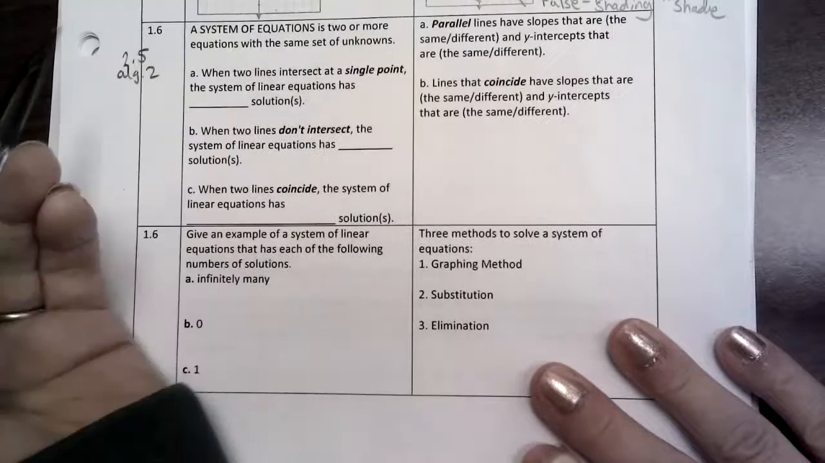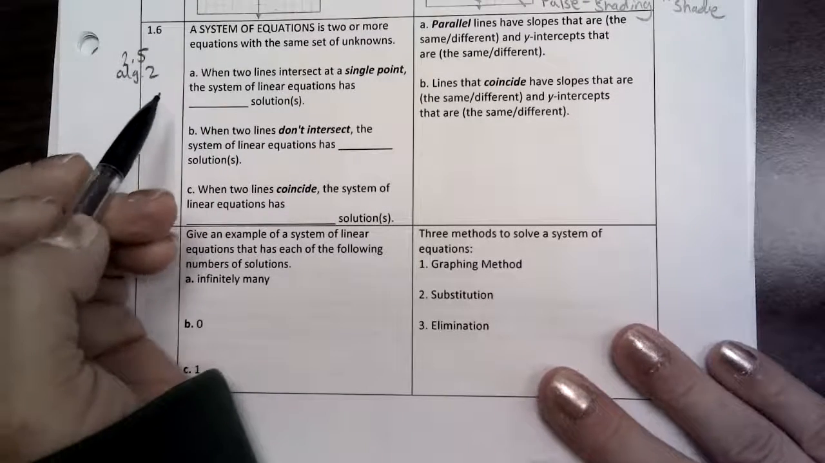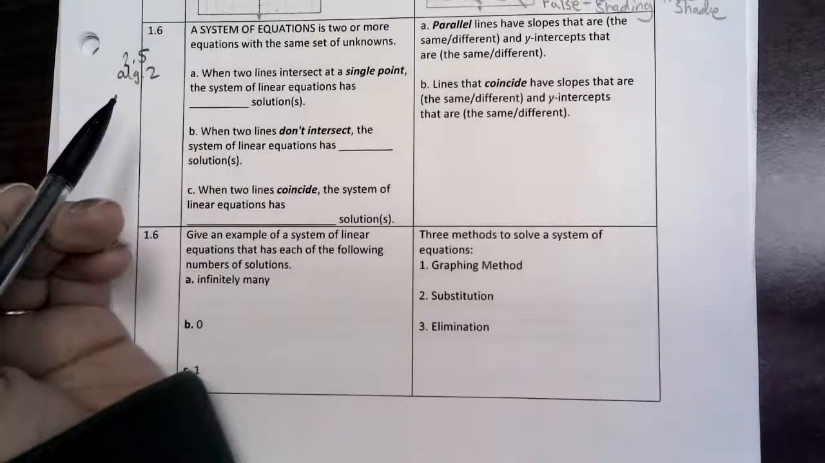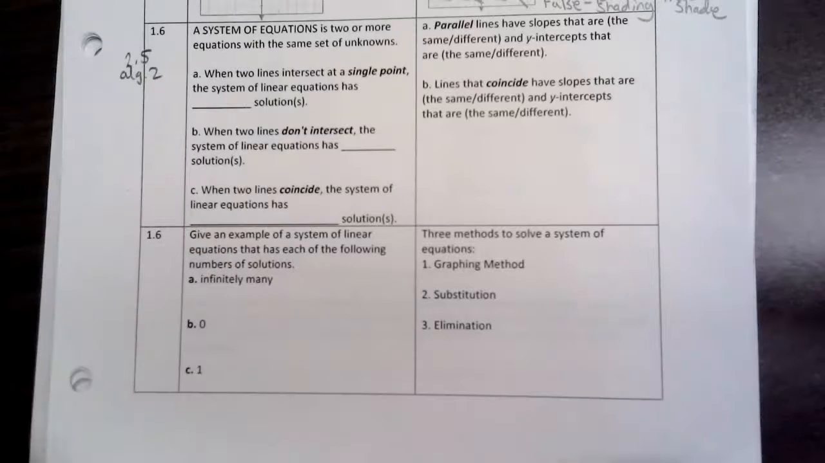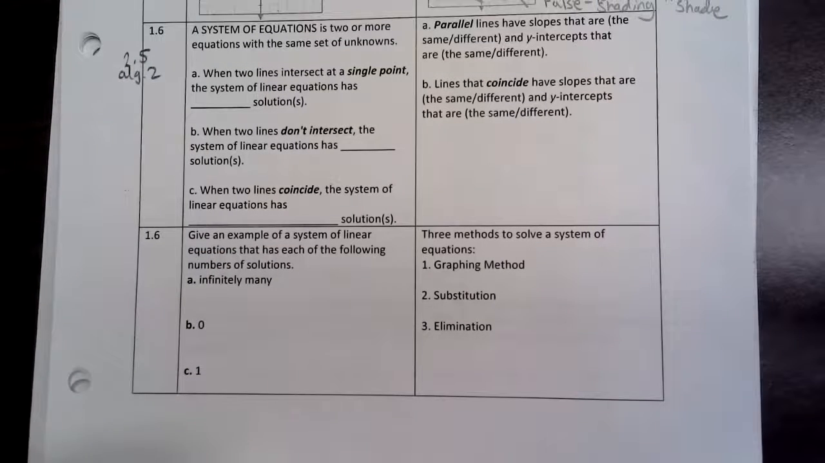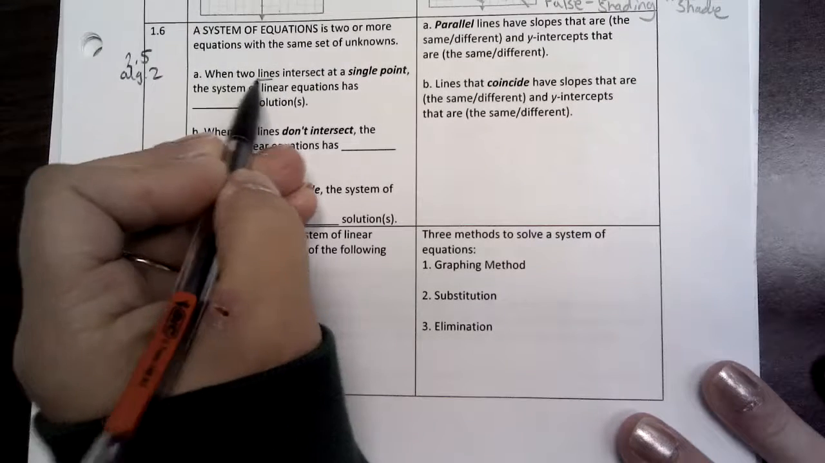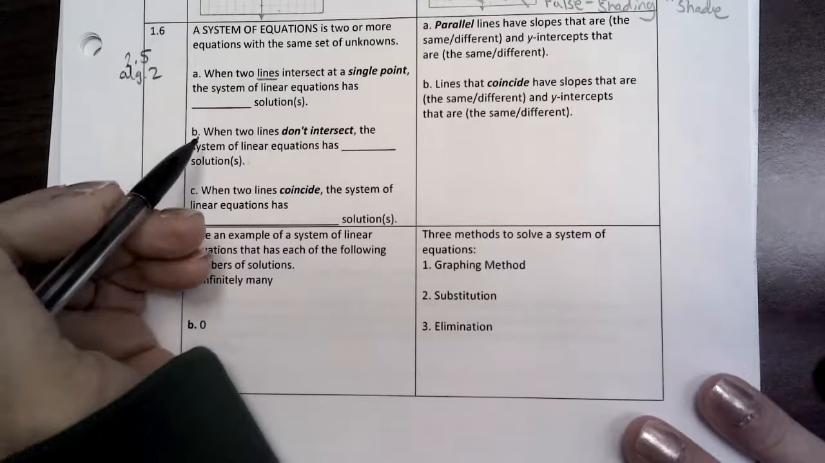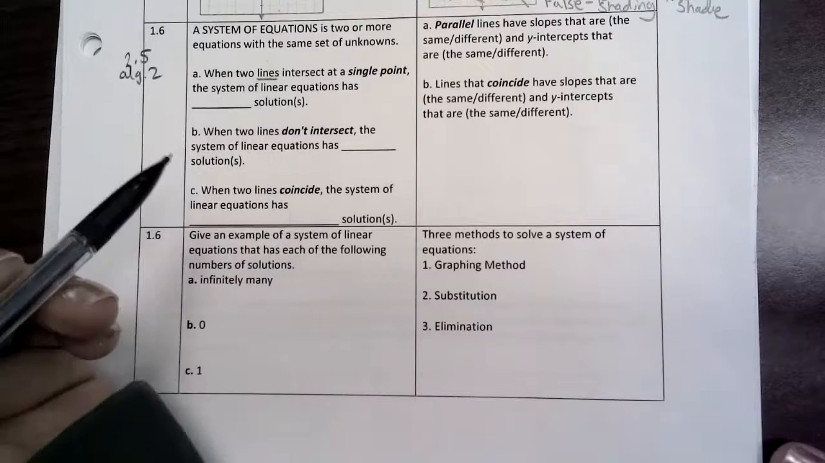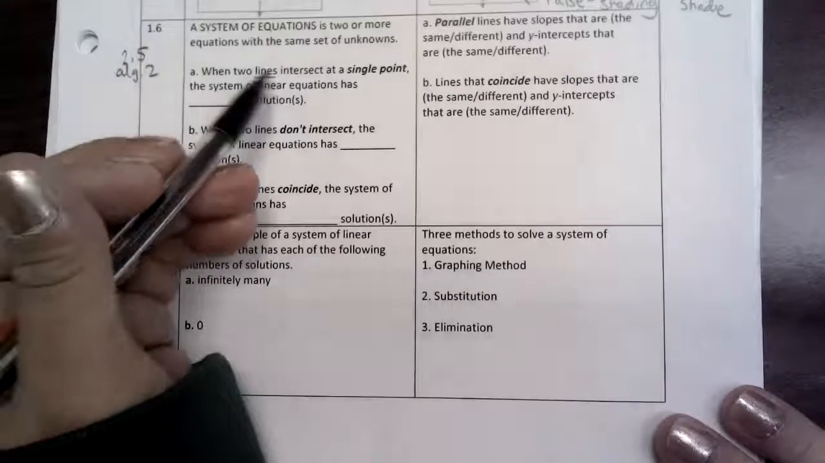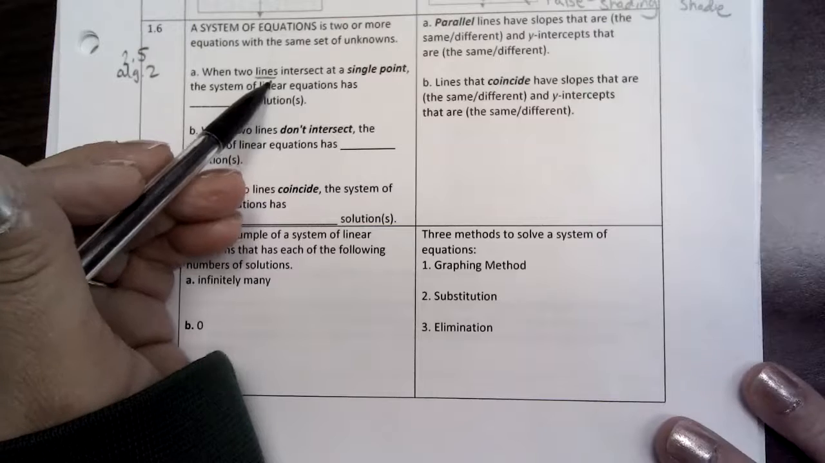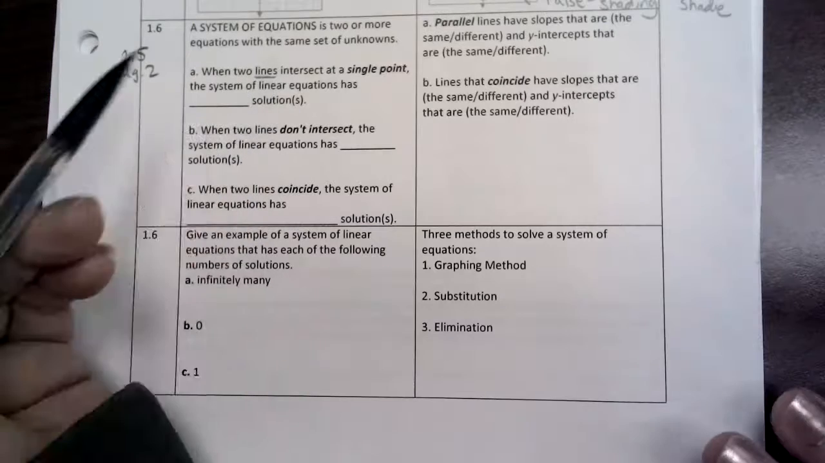So a system of equations is two or more equations with the same set of unknowns. In other words, it's several graphs that are graphed on the same coordinate plane. So usually right now we're going to be talking about lines, but we'll get into graphing with lines and parabolas, and then later on even circles and different shapes.